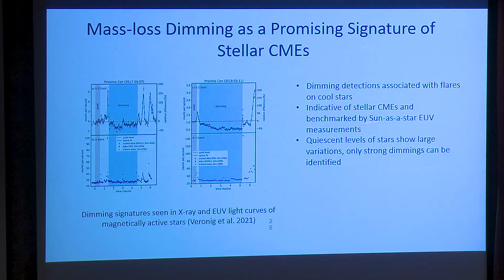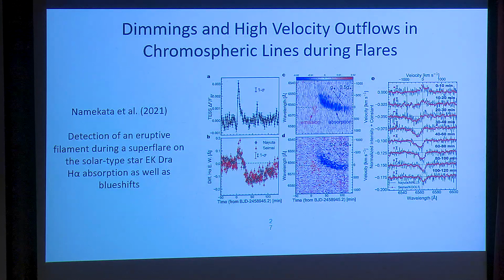This is indicative of stellar CMEs, benchmarked by Sun-as-a-Star EUV measurements. These shaded regions show the regions of the light curves of these active stars where dimming signatures are inferred, based on comparison to the pre-flare and post-flare measurements, and you're seeing a decrease.